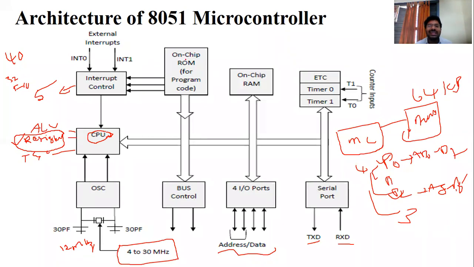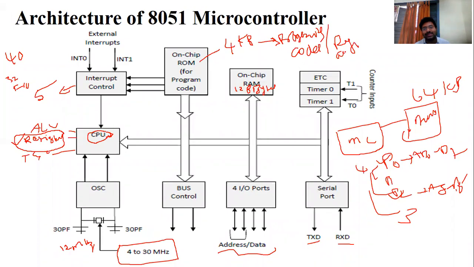Then it has on-chip, that is, internal memory. These are the 4KB internal memory and the 128 bytes internal memory, RAM and ROM internal memory. What is stored in that 4KB memory? The programming codes, or register accessing codes, or simply the codes of each and every register and some operation codes. That's the purpose we are using 4KB. So that 4KB is full of codes. The remaining 128 bytes of internal memory is available.